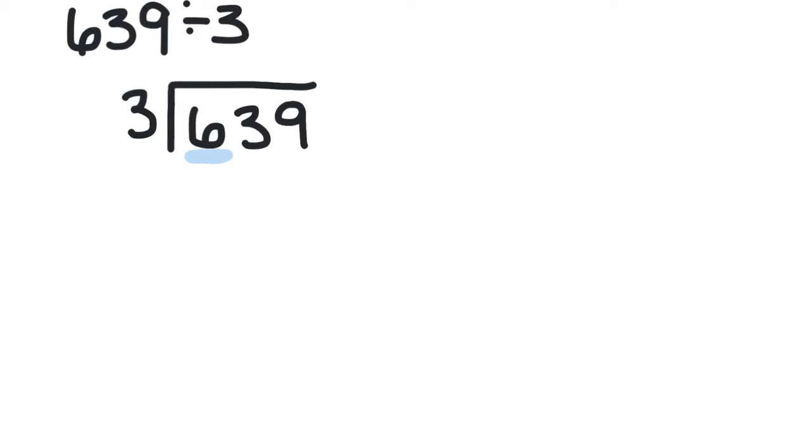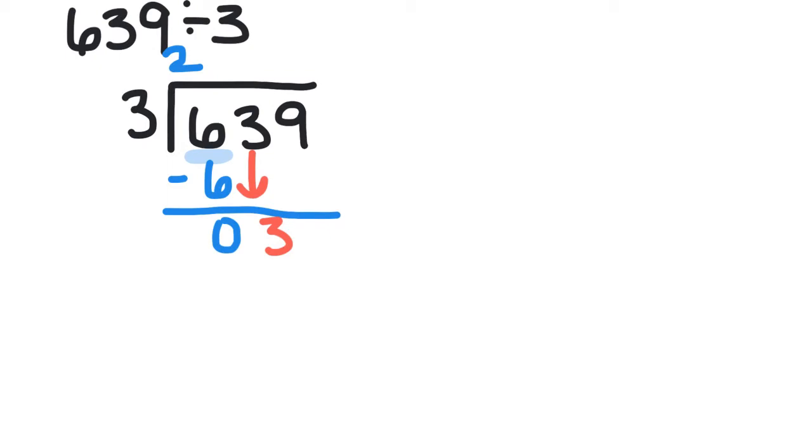So just like box method, I'll write my 2 up top. And just like box method, I'm going to take away 2 3s. 2 3s is 6. 6 minus 6 is 0. So instead of moving my 0 or moving numbers over to the next box, since this is long division, we're going to bring down our number the long way. We're going to bring down our next digit, which is a 3.